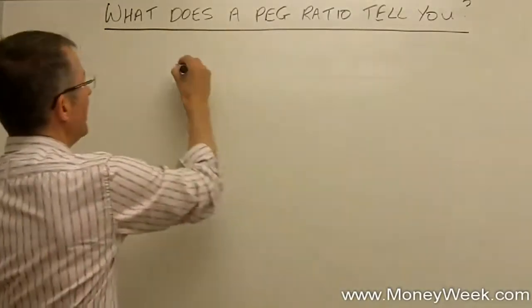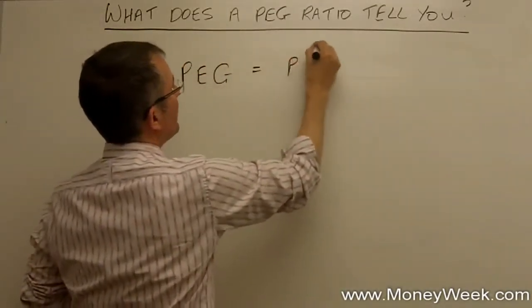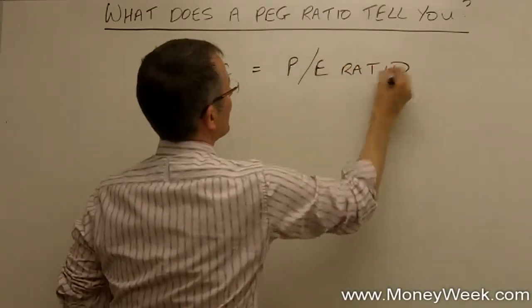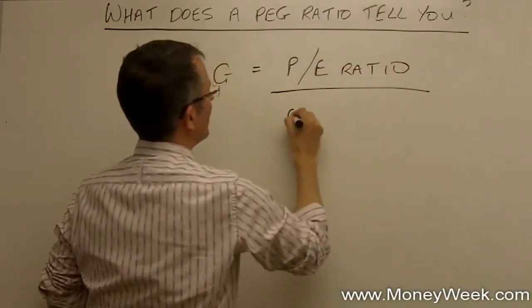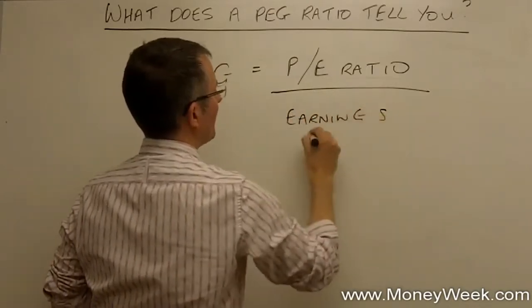So the PEG ratio is the relationship between the PE ratio and the firm's earnings growth rate.